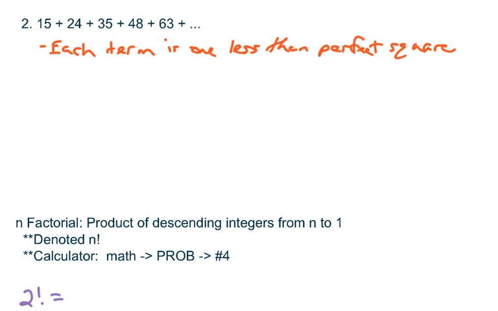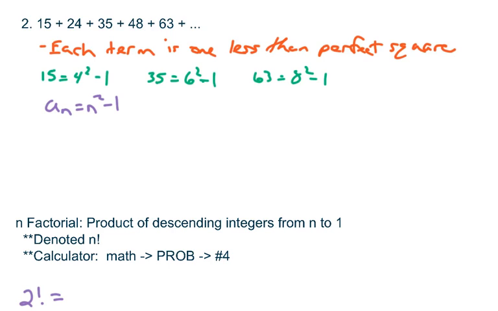So we can say that 15 is equal to 4 squared minus 1. We could say that 35 is equal to 6 squared minus 1. We could say that 63 is 8 squared minus 1. So for our general term, we could say that a sub n is equal to n squared minus 1. Now the question is, when we write our sigma notation, what is our starting value? What is our maximum value for n?